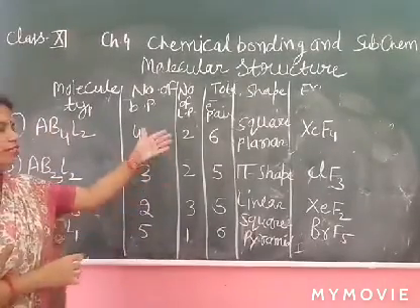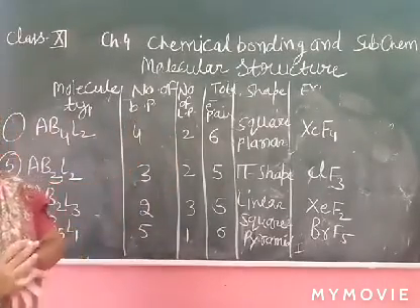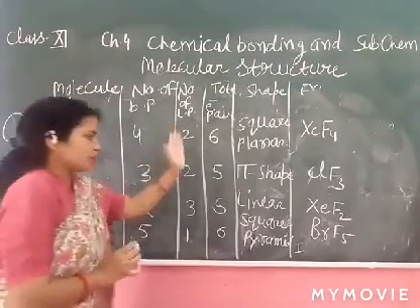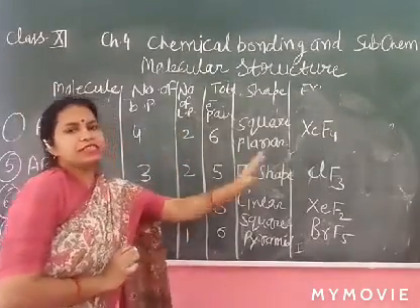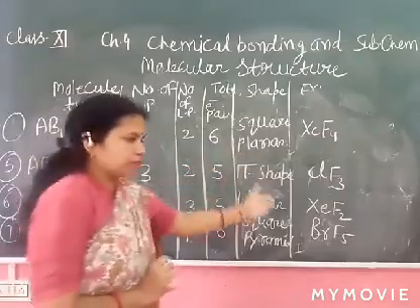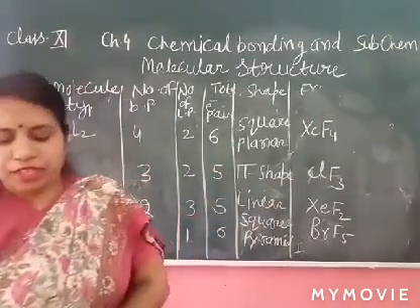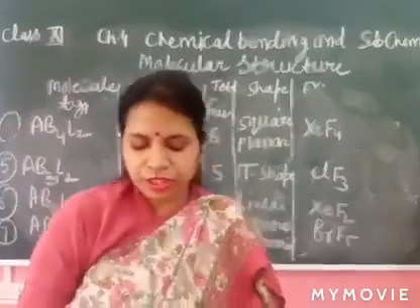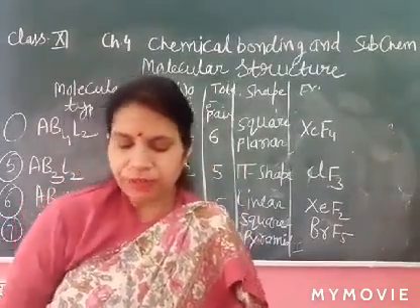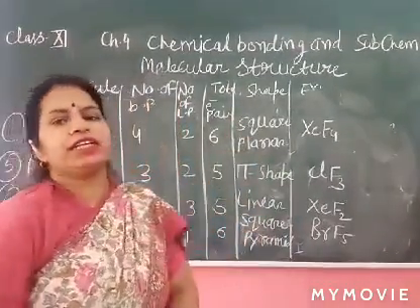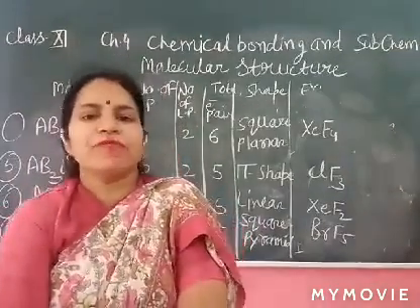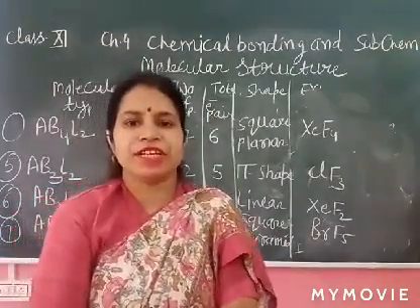So make the structure, count the lone pairs and bond pairs, and these lone pairs affect the structure and the structure becomes distorted. Now it's clear, valence shell electron pair repulsion theory. This theory is very important. We will discuss all the structures again in hybridization. That's enough for today's class. Have a nice day. Thank you.